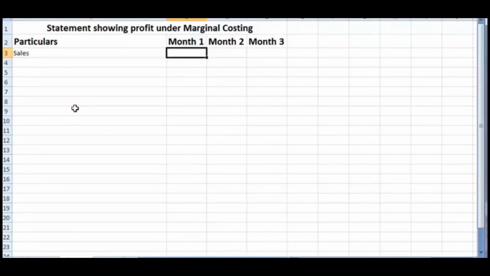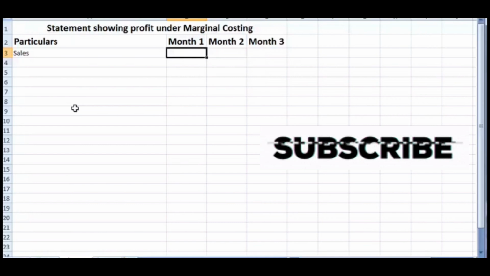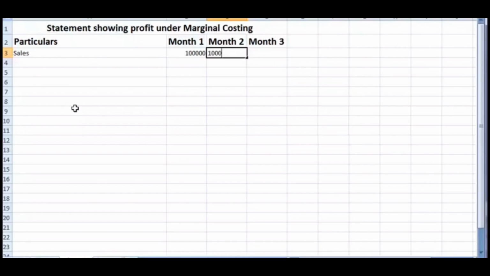How many number of units sold? In the first month the sale is 10,000, in the second also 10,000, in the third also 10,000, and the selling price per unit is rupees 10, 10, 10. So what is total sale? 10,000 into 10, 1 lakh, 1 lakh, and 1 lakh. Okay. Done.